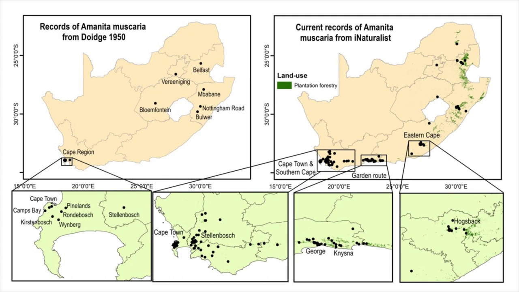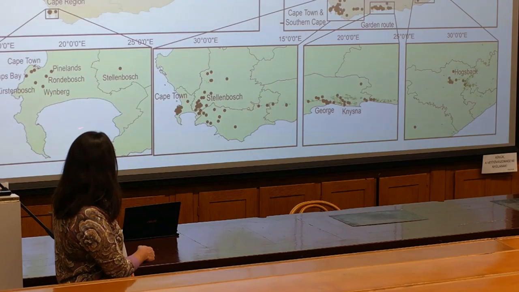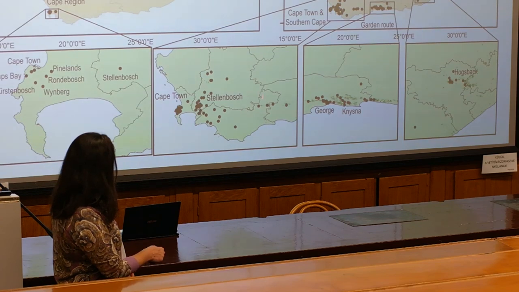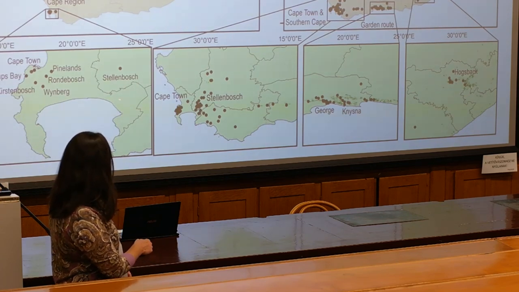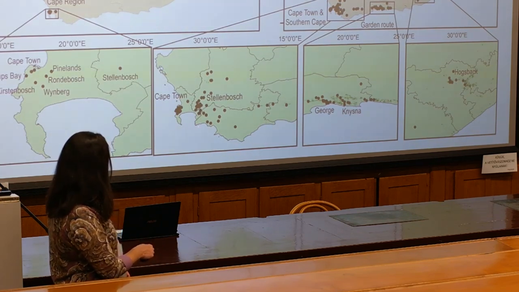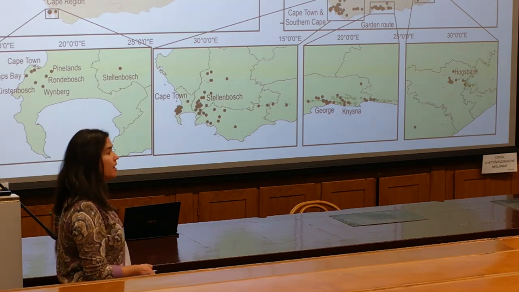And what I want you to notice is what was around the Cape is now very much spreading along the Garden Route and the Eastern Cape and even as far north as Gauteng province. And so this is what it used to look like around the Cape. This is what it looks like now. This is False Bay. This is False Bay again. In other words, it's quite common.